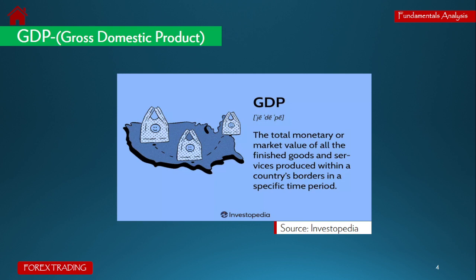This is a picture courtesy of Investopedia from their website. This is a very good depiction of what GDP is. It's a map of the US and the total monetary or market value of all the finished goods and services produced within a country's borders in a specific time period. This is called GDP. So on the map, whatever is produced within the boundaries of that map within a specific period of time, we call it GDP, gross domestic product.